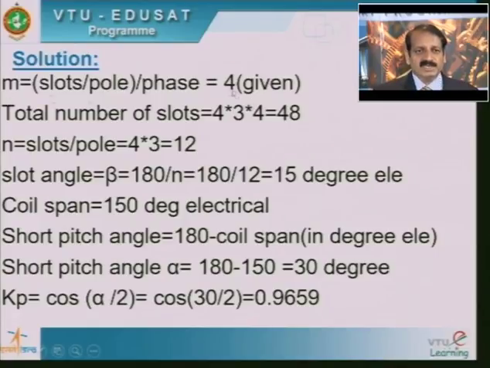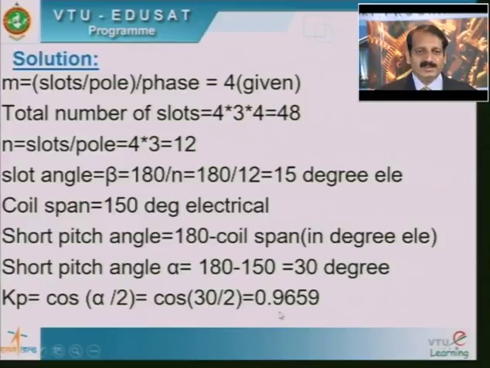So, m is given as 4, total number of slots given as 48, n is slots per pole calculated as 12, beta can be calculated as 180 by 12, that is 15 degree electrical, coil span is equal to 150 degree electrical, short pitch angle is 180 minus coil span, which is equal to 180 minus 150, that is 30 degree.